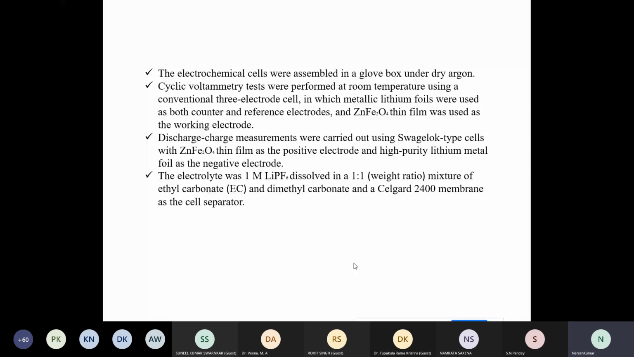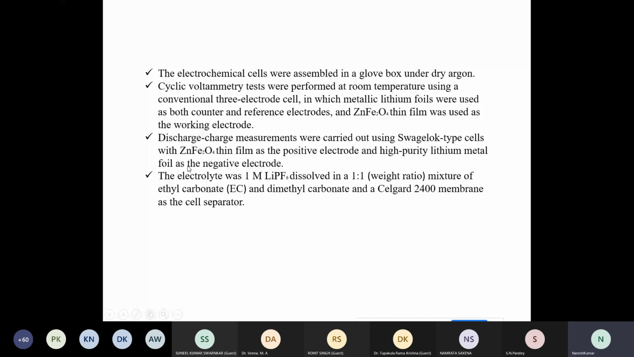So zinc ferrite films were used to study electrochemical analysis, and they used electrochemical cells, that too in dry argon atmosphere. And this is the setup that they used. Zinc ferrite films were used as the positive electrode, and high purity lithium metal foil was used as the negative electrode, and the charge discharge mechanism was studied in this.